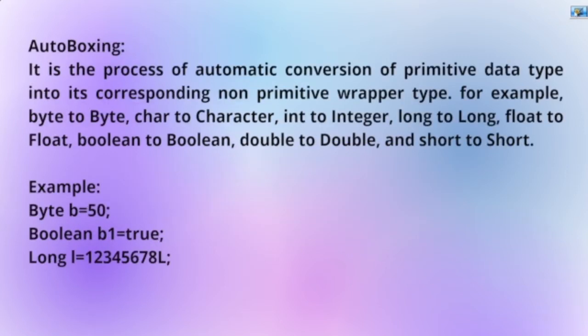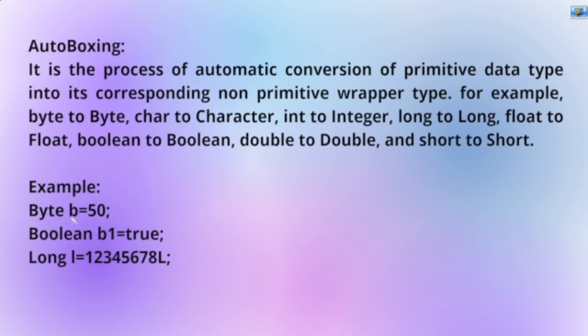Here also, when we are converting from the primitive data types to the wrapper class or any conversion like this, there are two things: one is autoboxing and one is unboxing. First, let us see about autoboxing. It is a process of automatic conversion of the primitive data type into its corresponding non-primitive wrapper type. For example, byte to Byte, char to Character, int to Integer, long to Long, float to Float, boolean to Boolean, double to Double, and short to Short is the normal conversion that we have seen previously here.